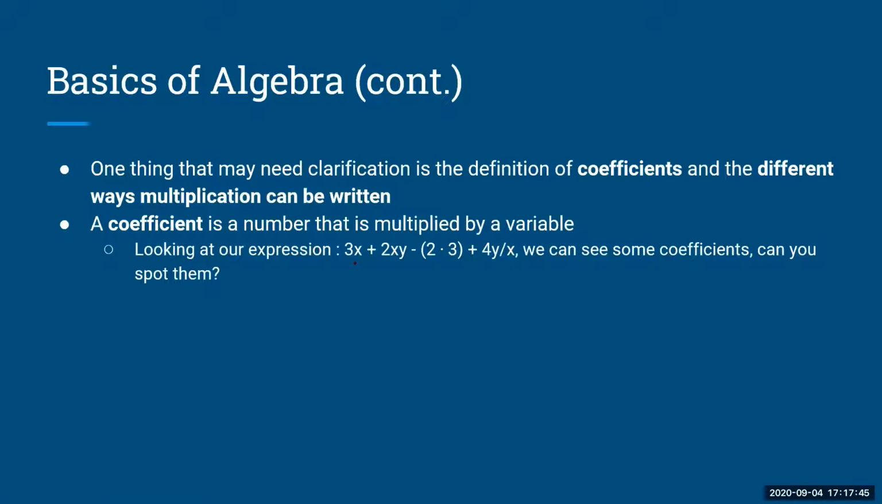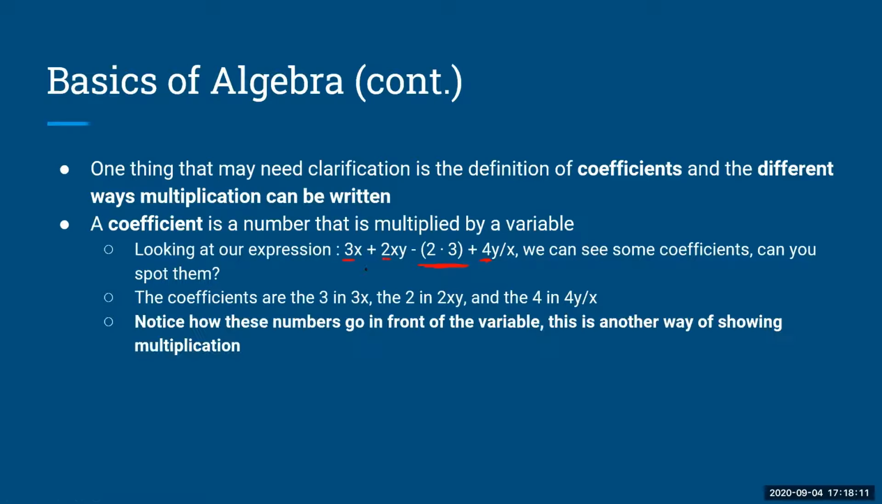Looking at the expression, notice how these numbers behind, or in front, I don't know, they call it in front, but they're basically behind. These numbers are coefficients, right? You see them: the 3 in 3x, the 2 in 2xy, and the 4 in 4y over x. This term doesn't have any coefficient because it is just a number. It has no variables. Yep, 3, 2, 4.